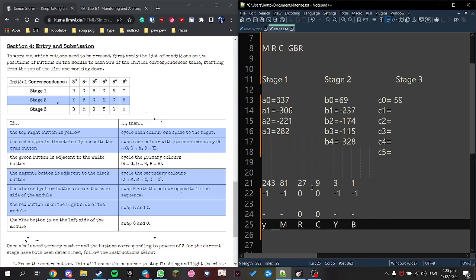So now it'll be Y, B, G, M, C, R. So now I need to cycle all this to the right. So yellow, blue, R. Okay, I think I cycled it correctly. Hopefully I did. Yeah, this one's the most difficult one. R with C, so C swap with R. M, G, and M.